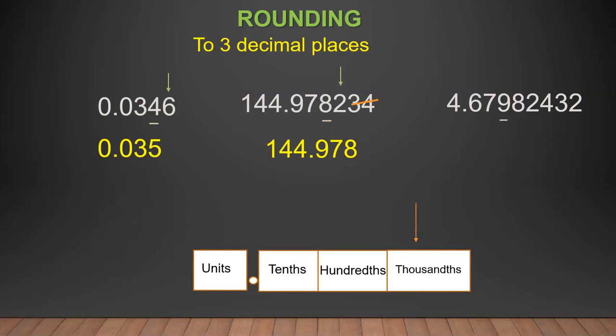Last one is you have 4.67982432. So no matter how long the number is, you're only interested up to the number which is following the number you're going to be rounding up. So 9 is followed by 8. 9 becomes 10. So 9, you write the 0, carry over 1, so 7 becomes 8. So your answer is 4.680 to 3 decimal places.